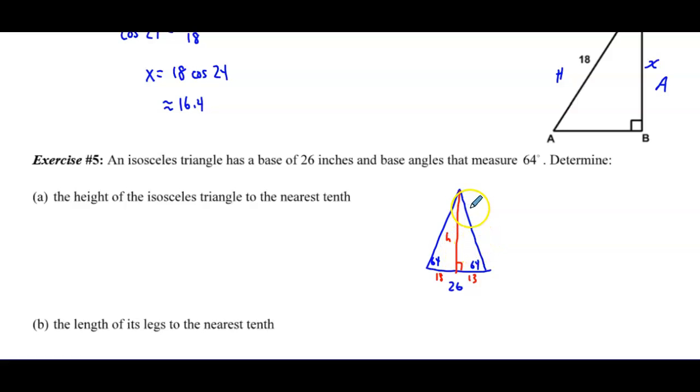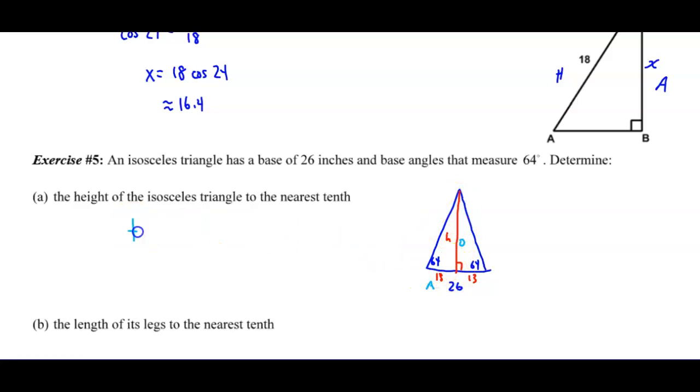Okay, so if I just focus on one of these two right triangles, that 64 is my reference angle. The little h stands for the opposite side, and the 13 stands for the adjacent side. Again, that's just for the right triangle component of it. Okay, so from this right angle here, this is my hypotenuse, right? So that's my opposite, that's my adjacent.